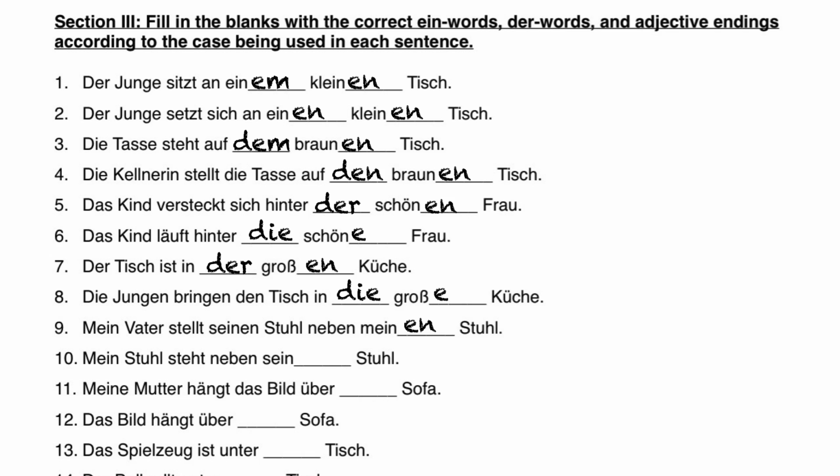something. Mein Stuhl steht neben, and then, again, an ending. Stehen is also going to be used with no motion and therefore dative because my chair is standing next to his chair, neben seinem Stuhl.